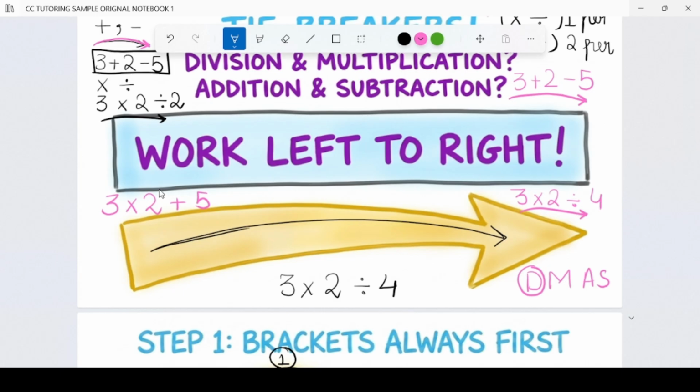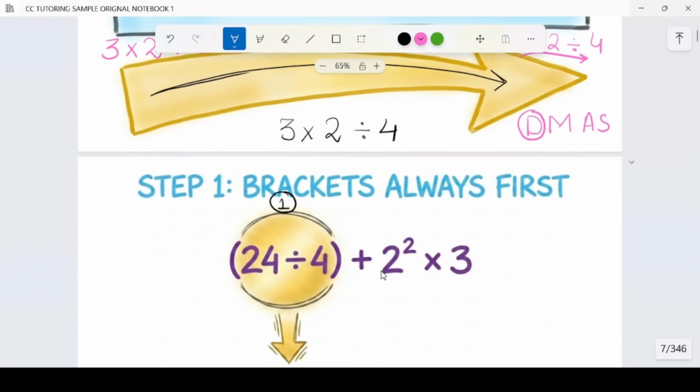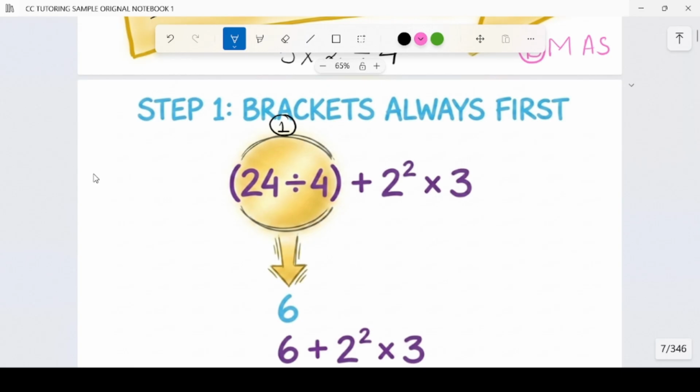I'll do lots of examples so that you have a much clearer idea. Now in this situation, we'll solve it according to board mass. Let me just write it down: board mass. The first preference is bracket. Anywhere I see a bracket, I'll solve it first. So in this situation, this is the bracket. I solve this bracket first. So when I solve it, it's 6.